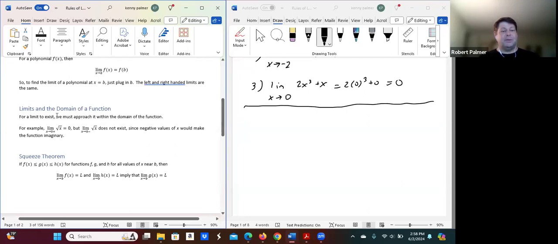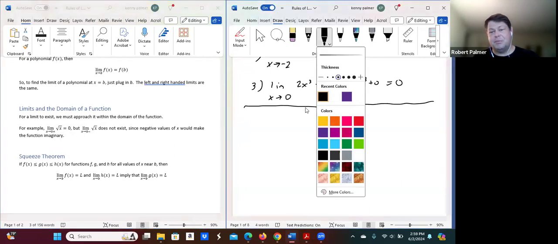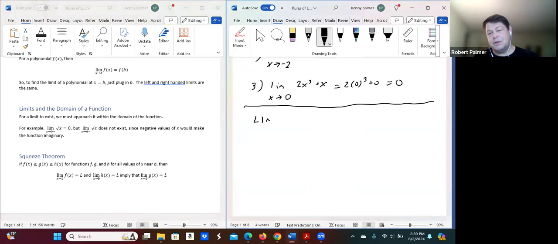So for a limit to exist, we must approach it within the domain of the function. I'll give you an example here. So let's come back over here to the left and we'll explain this one a bit more.